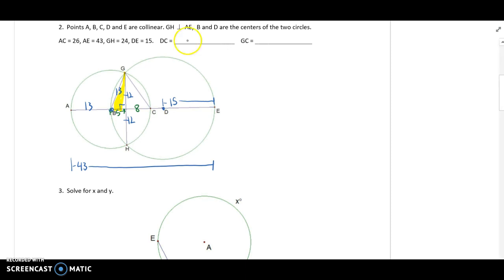And then as we look at trying to find the length of DC, I know that the entire length of DB is the radius of the circle on the right, so that length's got to be 15. So 15 minus 5 minus 8 means that DC is equal to 2 units. The other length we're asked to find is GC. So now we'll pay attention to this triangle. GC is the hypotenuse of this right triangle, so 8 squared plus 12 squared equals GC squared. And then if we solve that and simplify it down, GC is equal to 4 root 13 units.